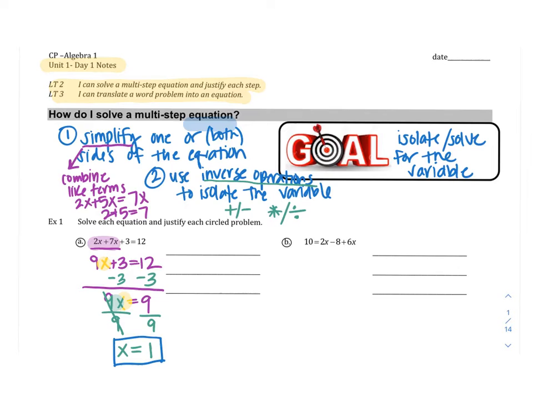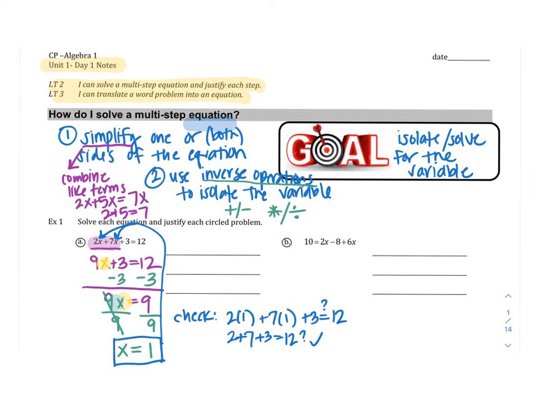Now, what does this mean? This means if I take a value of 1 and plug it in wherever x is, here's my check: 2 times 1 plus 7 times 1 plus 3, and we want to know, does that equal 12? Does 2 plus 7 plus 3 equal 12? You betcha. So when we solve an equation, it means we're finding the value that, when I plug it back into the equation, I get a true statement.